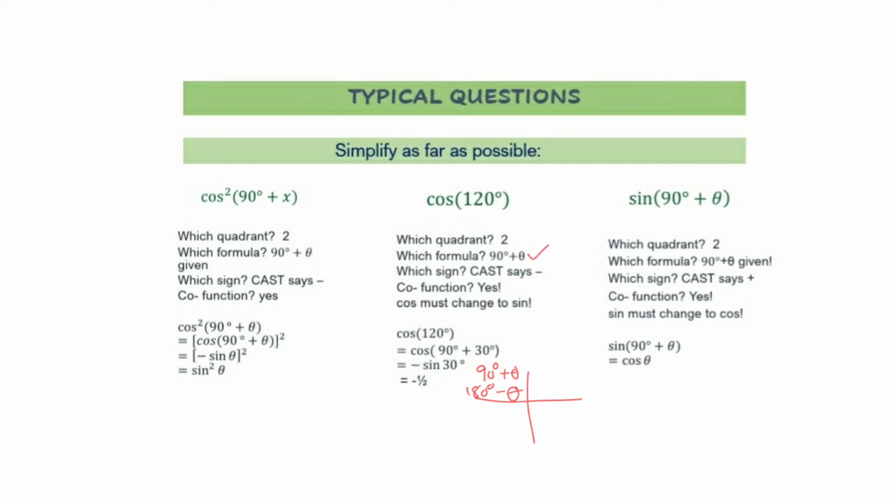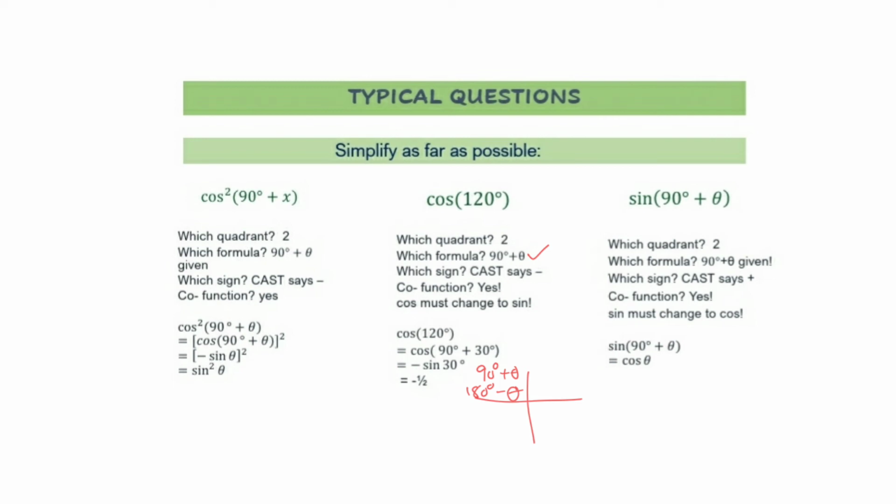The cos rule says in the second quadrant cos is negative, so my sign is going to be negative. Is this a cofunction? Yes. The moment I use a 90, it's going to be a cofunction, and then cos will have to change to sin. So we have cos 120. We make it cos of 90 plus 30, and then the formula is thrown away, the cos changes to a sin, and we have negative sin 30, which is negative a half.